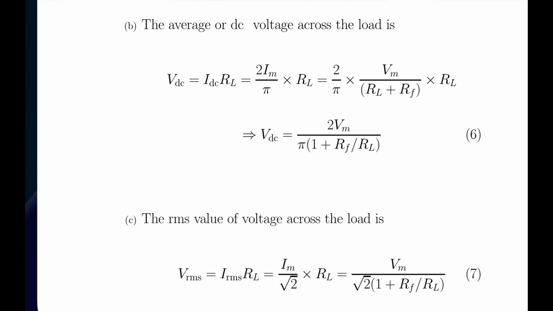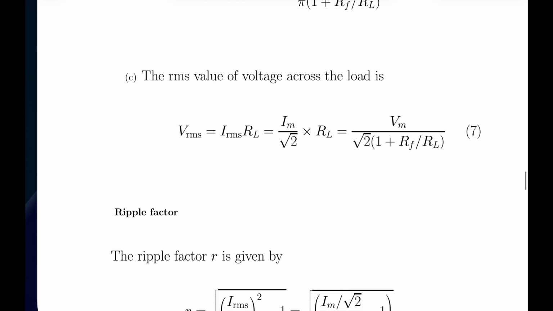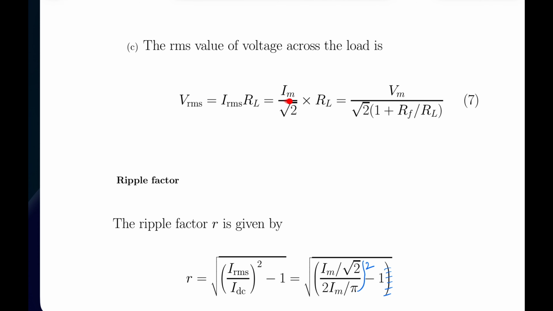The third is the RMS value of voltage across the load. So this is VRMS is IRMS into RL. Put the value of IRMS as Im by root 2 into RL. Now put the value of Im. Value of Im is Vm upon Rf plus RL. And simplify with this RL. This gives you the value as Vm by root 2 into 1 plus Rf by RL.